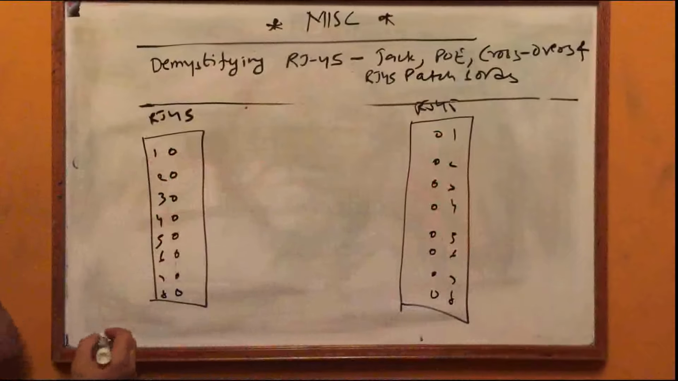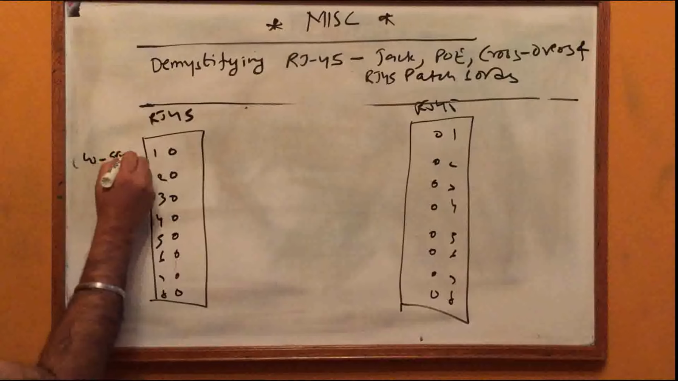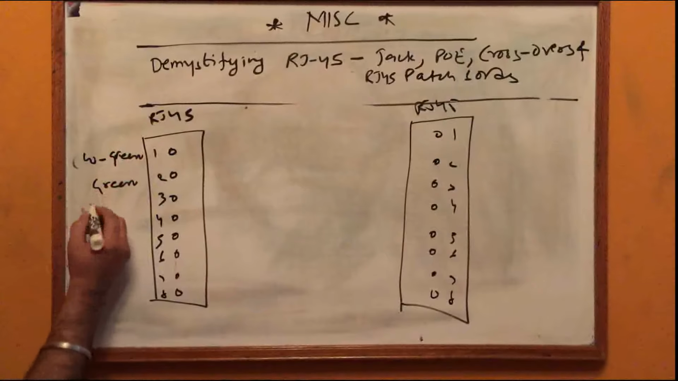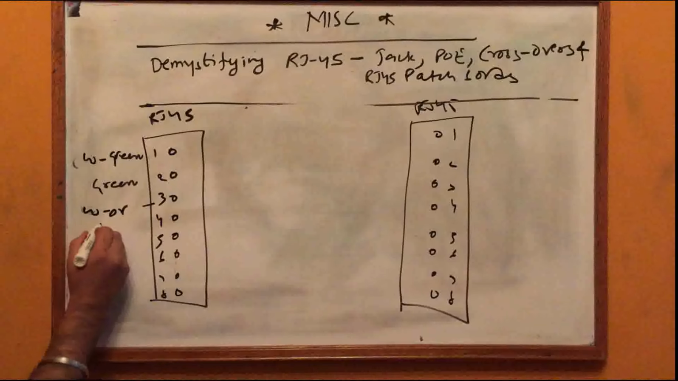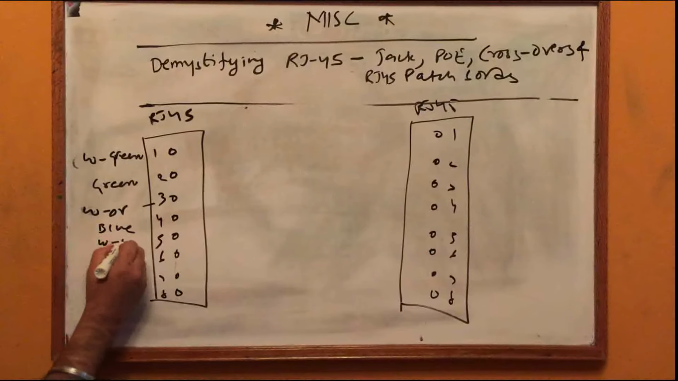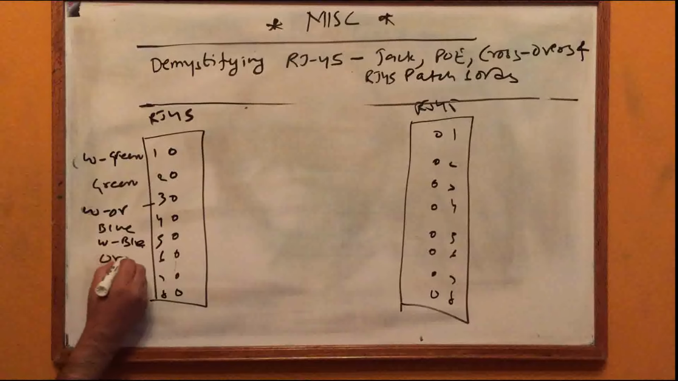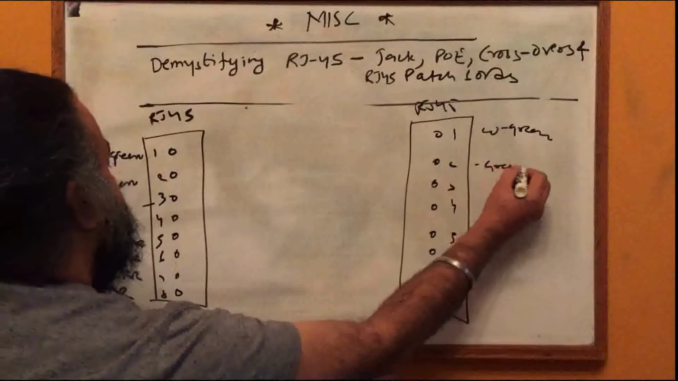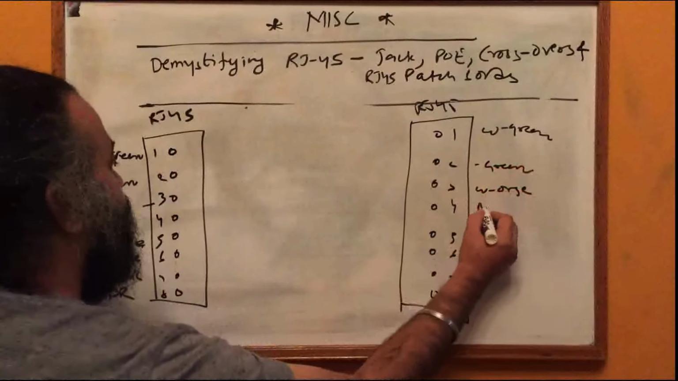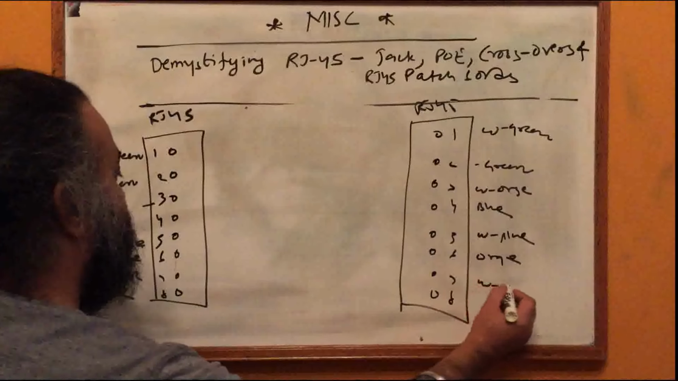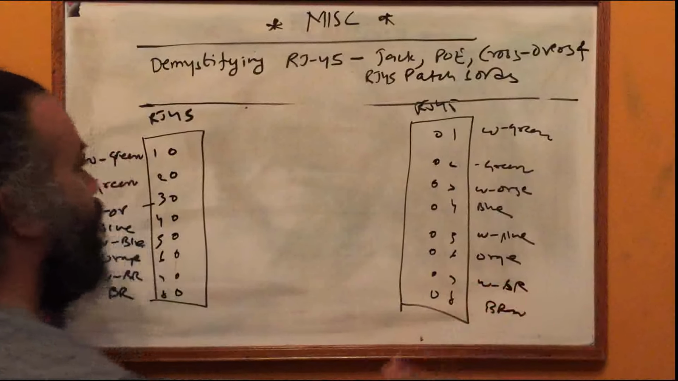So the first wire, as per that standard, was white-green, green, white-orange, blue, white-blue, orange, white-brown, and brown. So what is the straight cable?